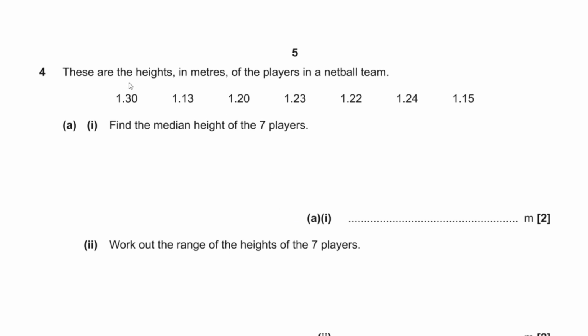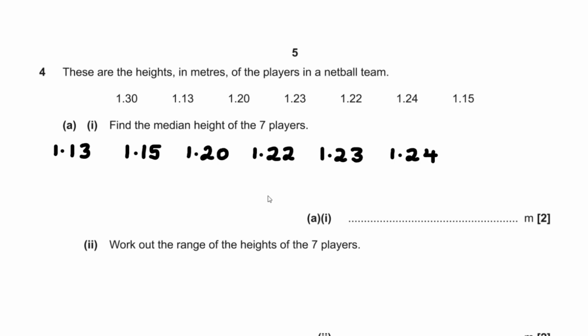Question number 4. These are the heights in meters of the players in a netball team. For part A, for the first part, we have to find the median height of the 7 players. Well, here we can see the numbers are not in order of size from the smallest to the biggest. To work out the median, we need to write the numbers in order of size, smallest to biggest. Well, we've got 1.13, 1.15, 1.20, 1.22, 1.23, 1.24, and 1.30. Now, the middle number here is 1.22, so the median is 1.22.